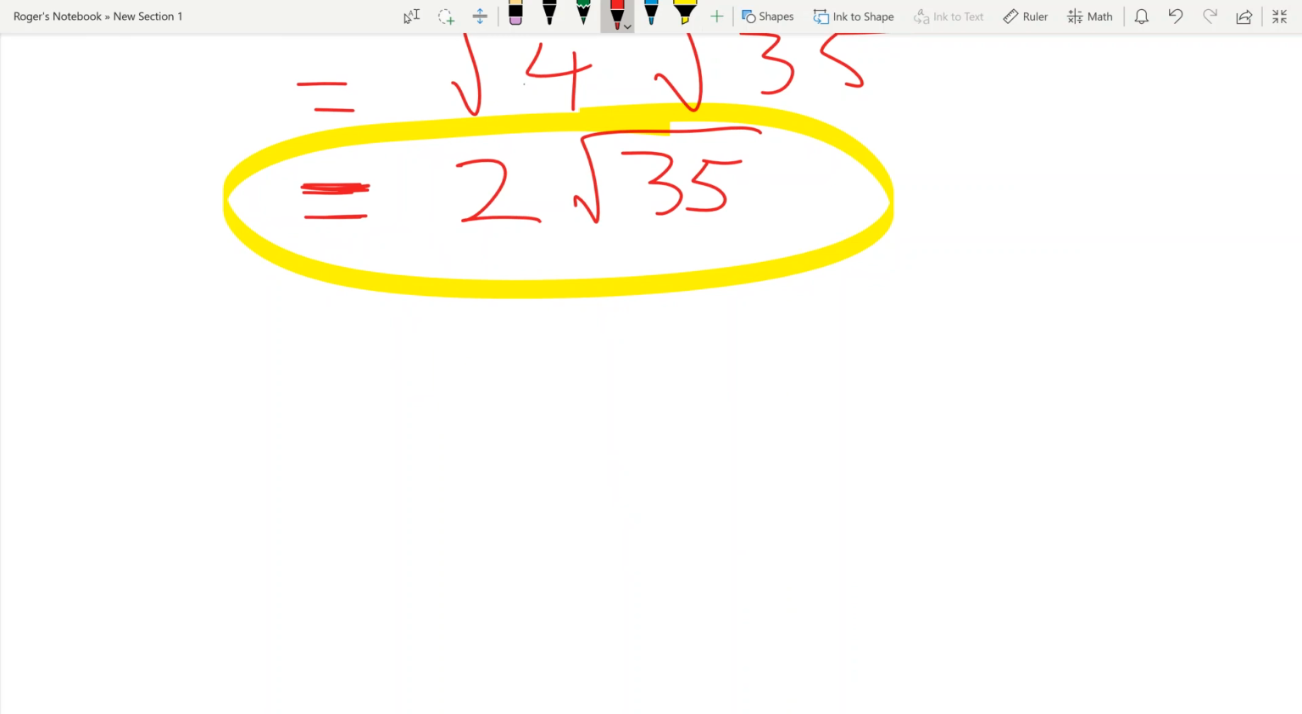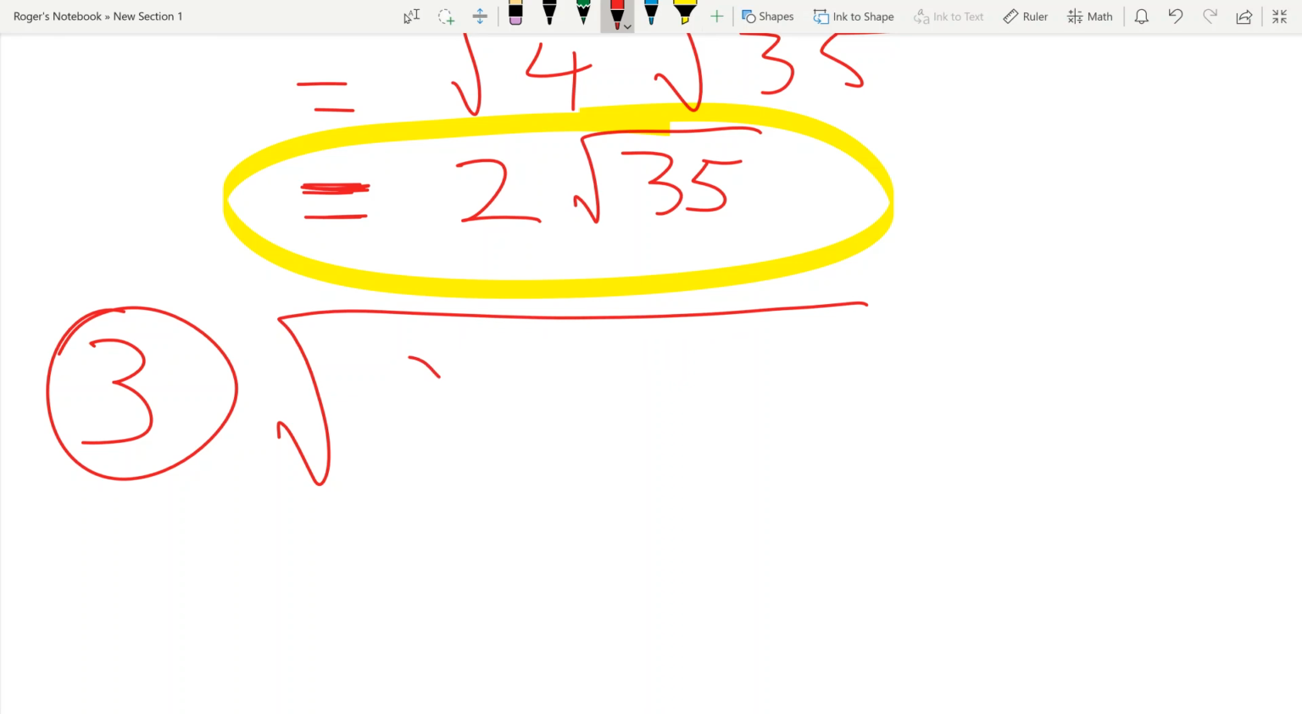Okay, our third example is going to be the square root of 99. This one is maybe just a little weird. It's going to be the square root of 99 a b to the 5th c squared.